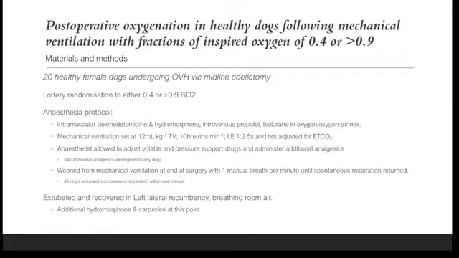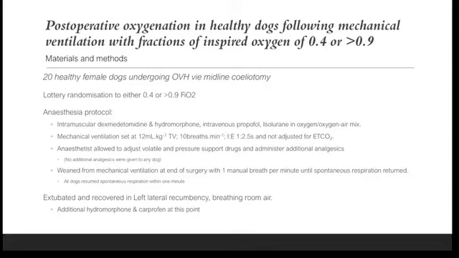In this case, the anaesthetist was allowed to adjust the volatile agent and pressure support drugs as required, but interestingly also to administer additional analgesics, which in the first study would have caused the animal to be excluded from the study. But by chance, no additional analgesics were needed to be given to any dog, so that stopped that from being a confounding factor.